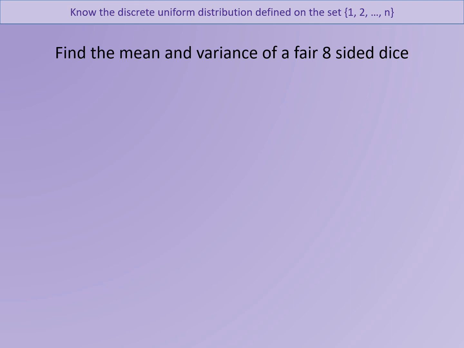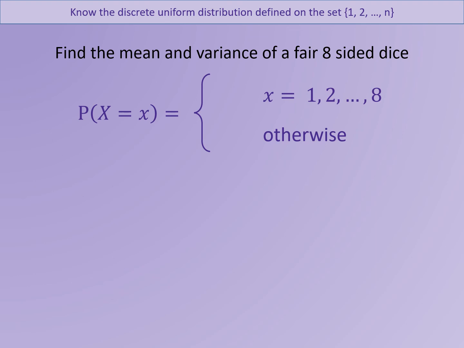Pause the slide now and think about how you would find the mean and the variance for the value on a fair 8-sided dice. So we know that this would have a probability distribution where the probability of X being x is, for x values 1 through to 8, an eighth because there are 8 sides on this dice. It will be 0 for any other value apart from 1 to 8.